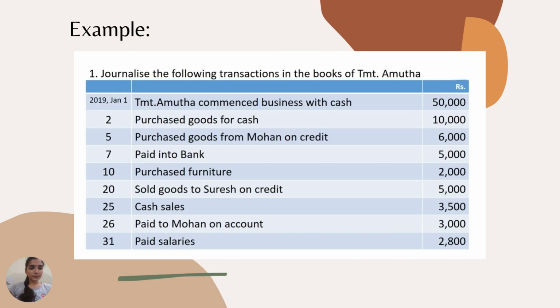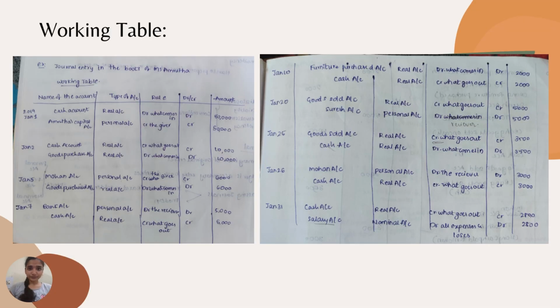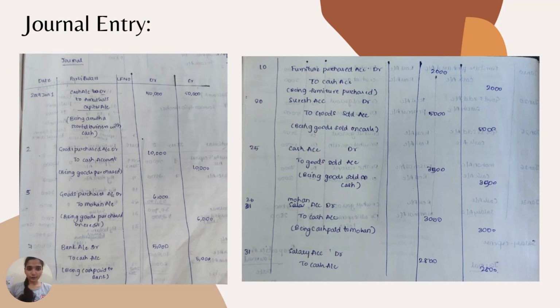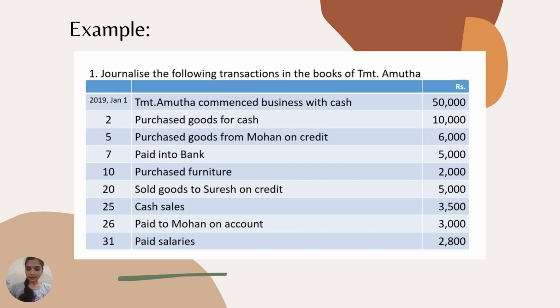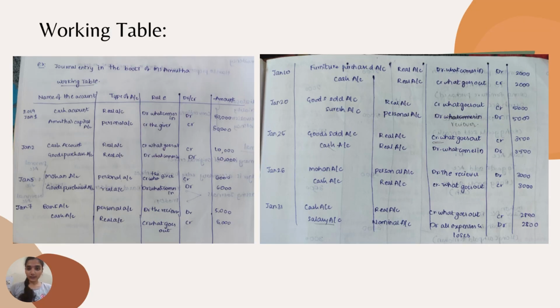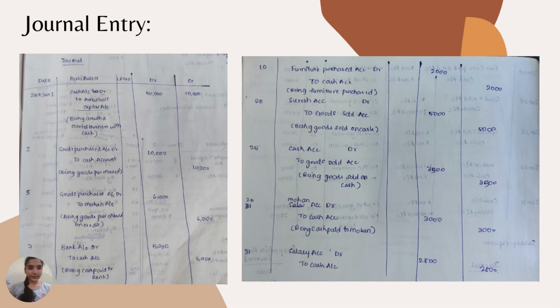Next, sold goods to Suresh on credit. Goods sold account, Suresh account. Similarly, we have to find out all the accounts for all the given transactions. After doing the working table, we have to go with the journal entries.